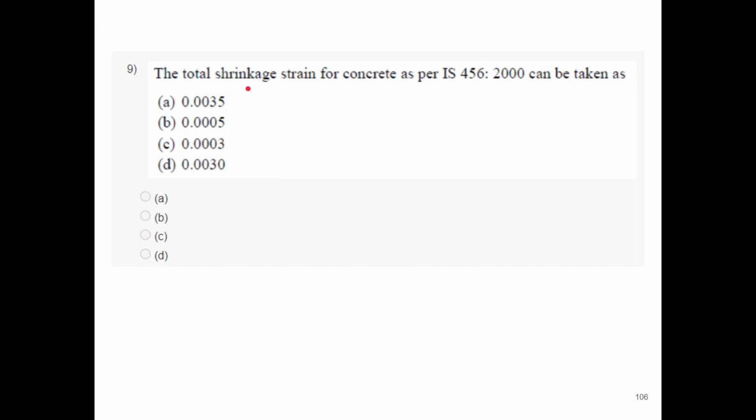The total shrinkage strain for concrete as per IS-456-2000 can be taken as: A, 0.0035, B, 0.0005, C, 0.0003, D, 0.0030. Which is the correct option? If you study IS-456-2000, 0.0003 is the total shrinkage strain for concrete. I forgot the clause, but it is mentioned in IS-456-2000. So C is the correct option.